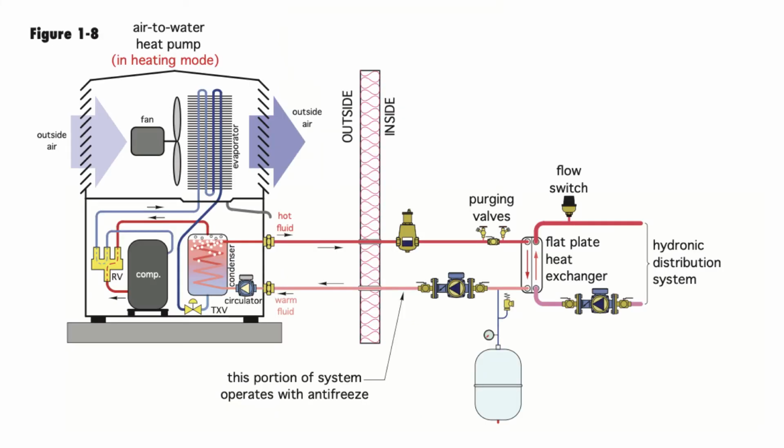In the case of an air-to-water heat pump system, essentially the compressor-condenser package is outside, and a refrigeration line passes between the compressor-condenser-evaporator package and a flat plate heat exchanger on the inside of the building.